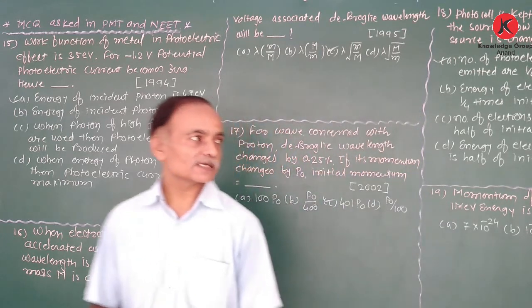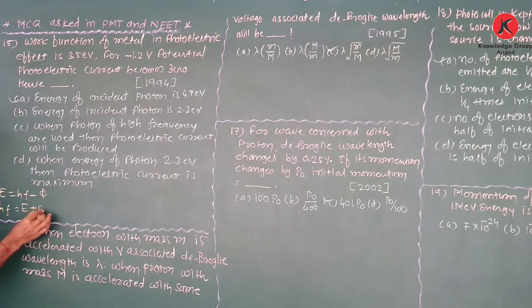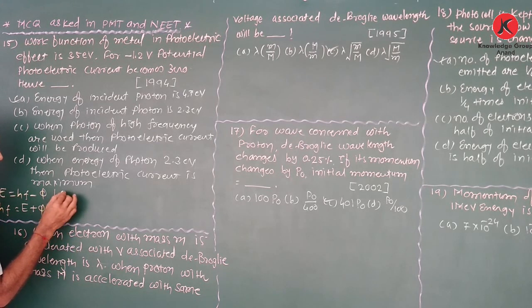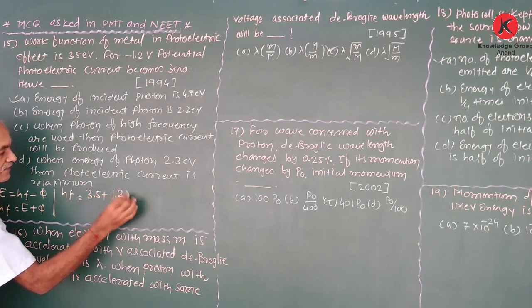Okay? For that purpose, we are using the concept of the energy of the incident photon from the equation E is equal to hf minus phi. Therefore, hf is equal to E plus phi. As we find out the energy of the incident photon, we can judge it. Therefore, E plus phi gives hf is equal to 3.5 plus 1.2.